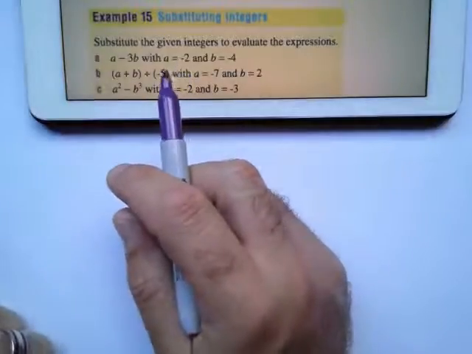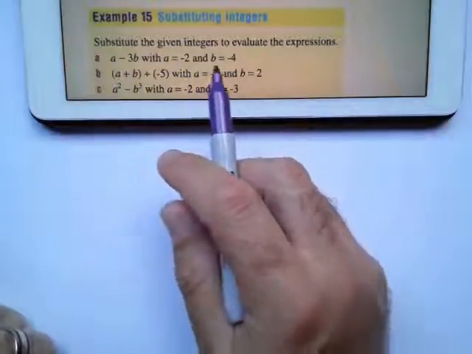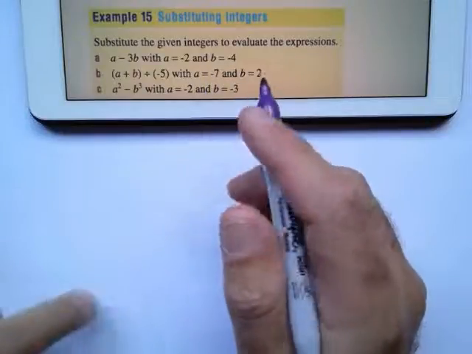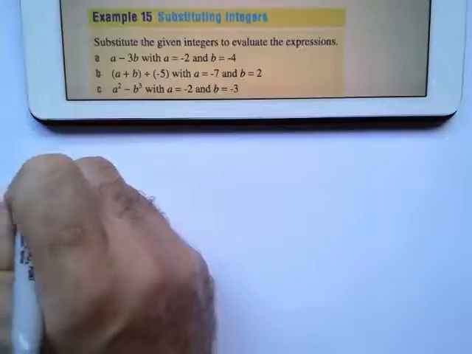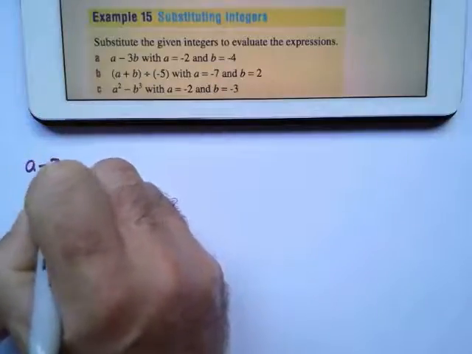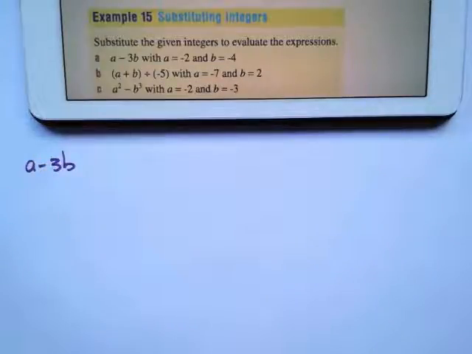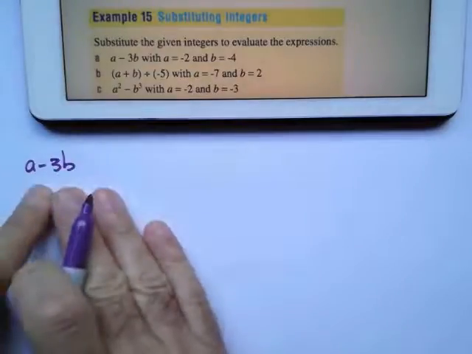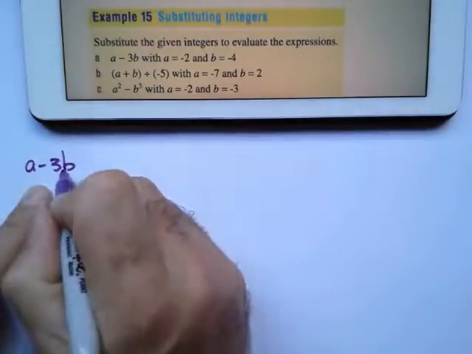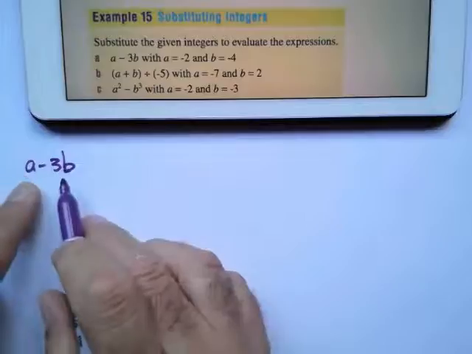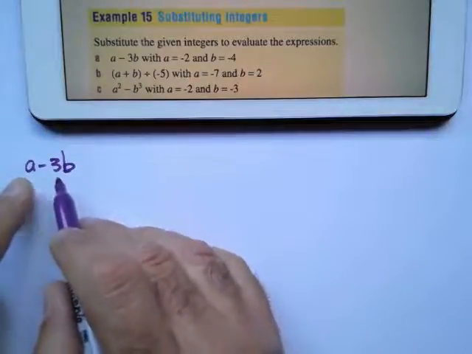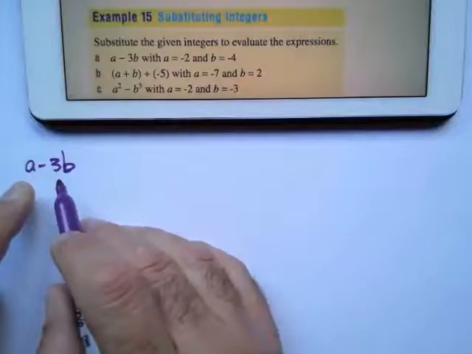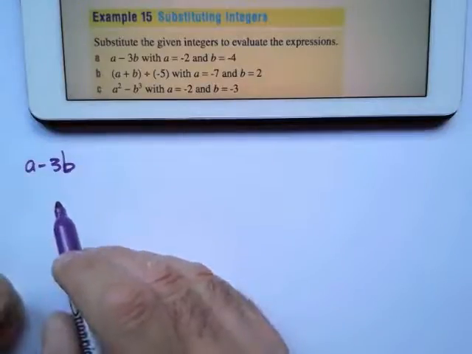Substituting integers. Substitute the given integers to evaluate the expression. If I have a minus 3b, this is an expression because there's no equal sign. You can't solve this. All it does is give us a relationship between two unknown values, and the value of this expression depends on the values of a and b.